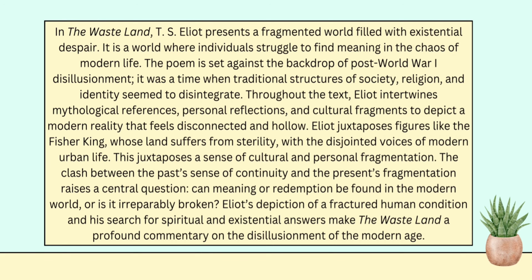Throughout the text, Eliot intertwines mythological references, personal reflections, and cultural fragments to depict a modern reality that feels disconnected and hollow. Eliot juxtaposes figures like the Fisher King, whose land suffers from sterility, with the disjointed voices of modern urban life. This juxtaposes a sense of cultural and personal fragmentation. The clash between the past sense of continuity and the present's fragmentation raises a central question. Can meaning or redemption be found in the modern world, or is it irreparably broken?